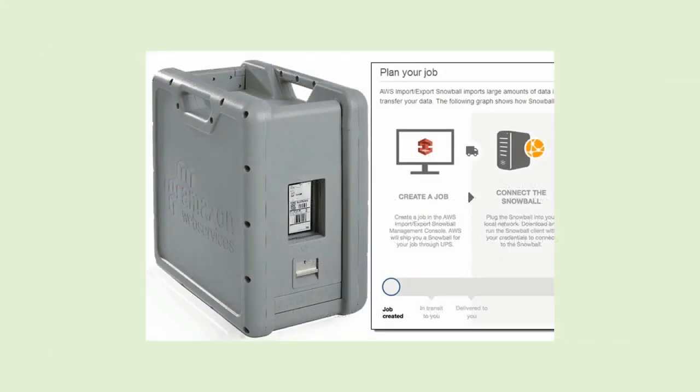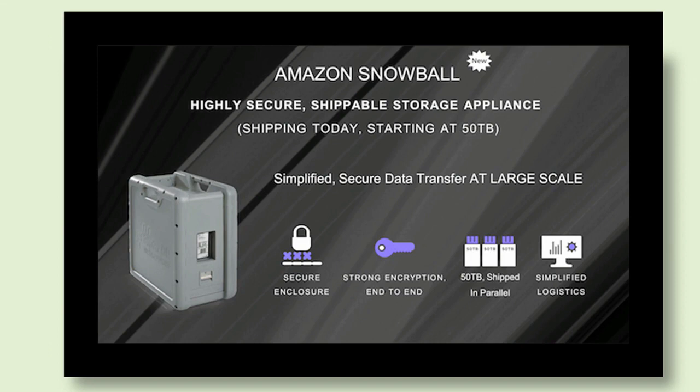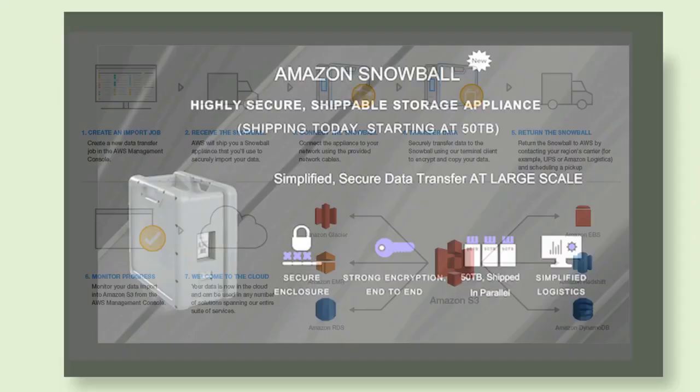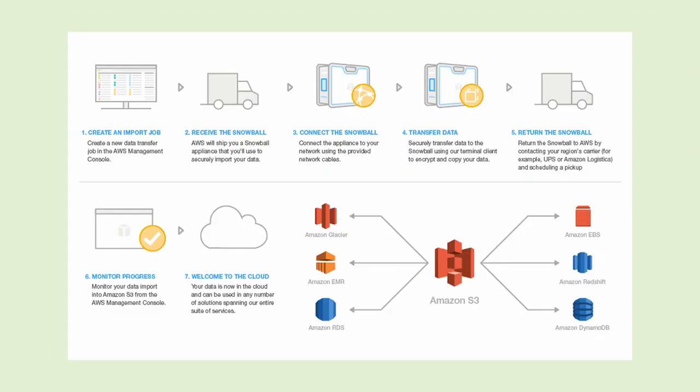This is a typical Snowball. It may upgrade with the passage of time. You have the secure enclosure. It has strong encryption. 50 terabytes of data is shipped in parallel. It has simplified logistics. The steps are simple, as we have learned. You have to transfer, you have to connect, you have to return.